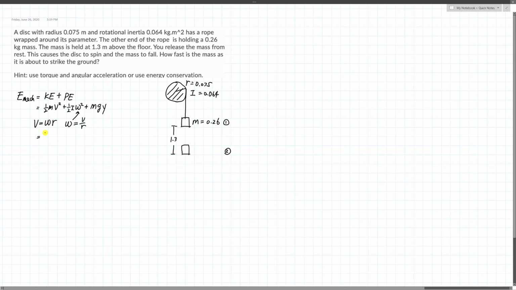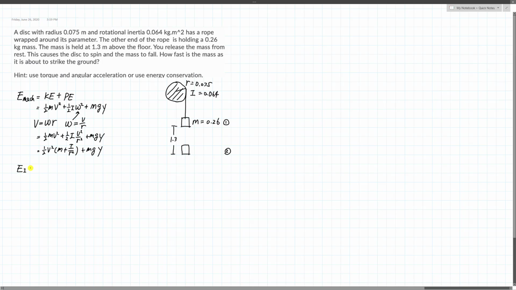So the total mechanical energy is 1/2 mv squared plus 1/2 I omega squared, which is v squared over R squared, and then plus mgy. We can factor out 1/2 v squared, and now we have m left, and we also have I over R squared left. So that is the combined translational and rotational kinetic energy, and then what's left is the potential energy. Okay, I think we're ready to plug in some numbers now.